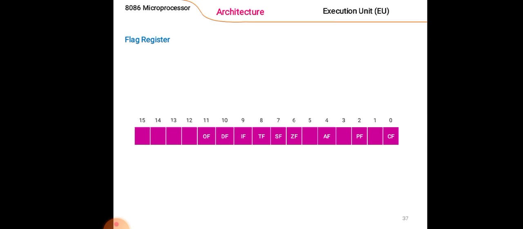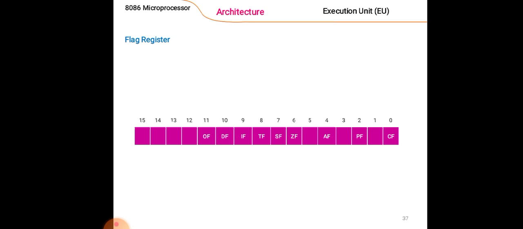Then when the ALU performs different types of arithmetic and logical operations depending on the data, 8-bit data or 16-bit data which is stored in 8-bit or 16-bit registers, then after performing the arithmetic and logical operations, the 8086 generates control signals. These control signals are generated by the flag register. So the flag register will show you which type of control signals are generated by 8086 after performing arithmetic and logical operations. So the flag register is a 16-bit register.